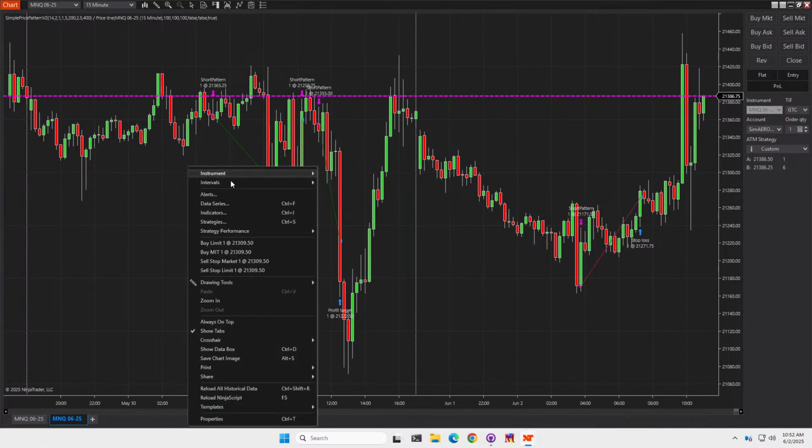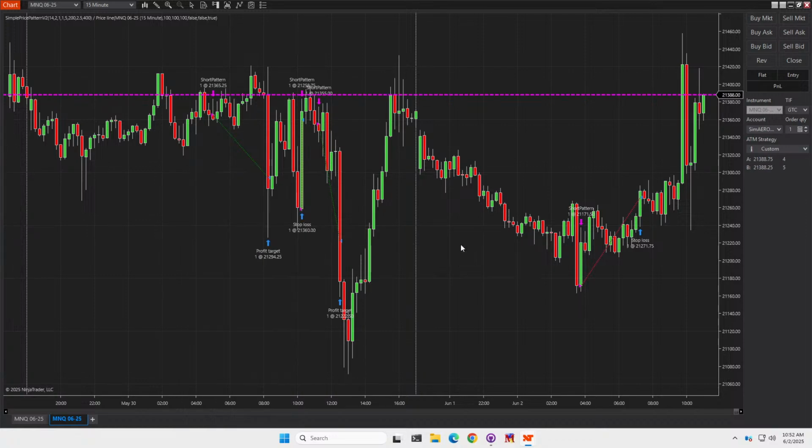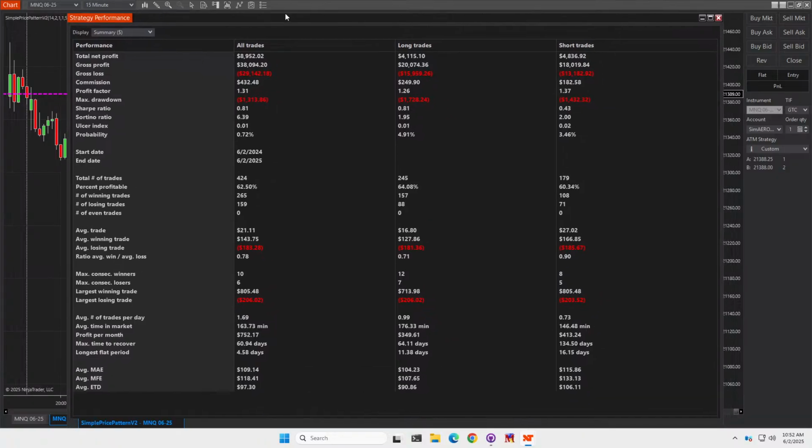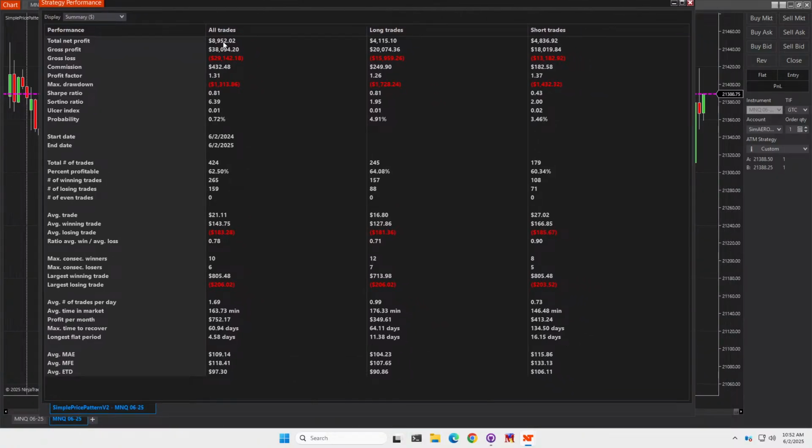There we go. All right, looks like it's done. So I'll go strategy performance for a year. And look at that, $1,300 to make 9,000. So made about $750 a month on average, but low drawdowns, 62% wins. So that's pretty decent.